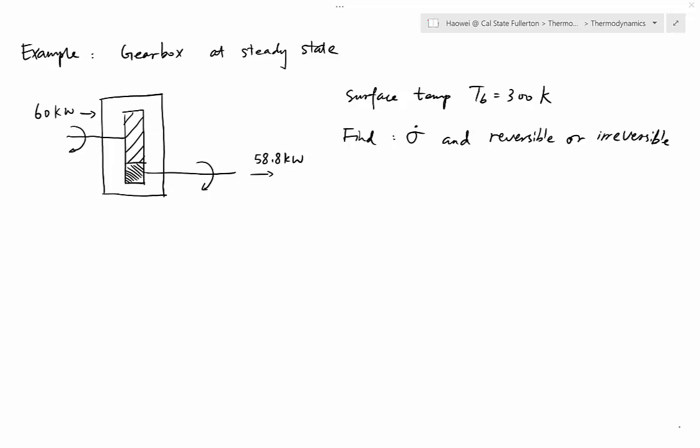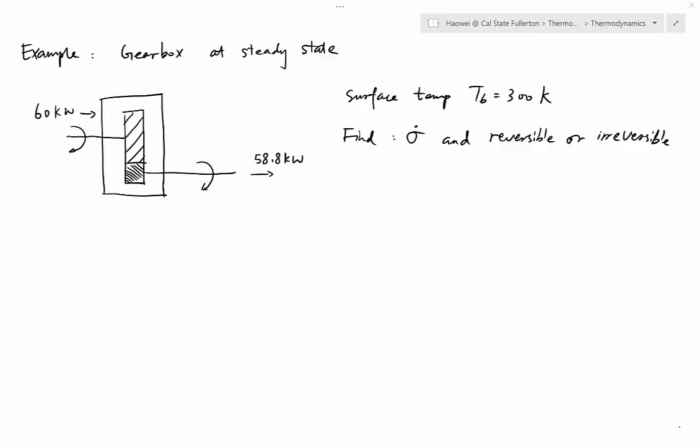Now let's do one example. Here we have a gearbox and it is at steady state. On top we have a big gear and we have 60 kilowatts going in. And then at the bottom you have a small gear. We have 58.8 kilowatts coming out of it. What a gearbox does is to change the angular velocity.